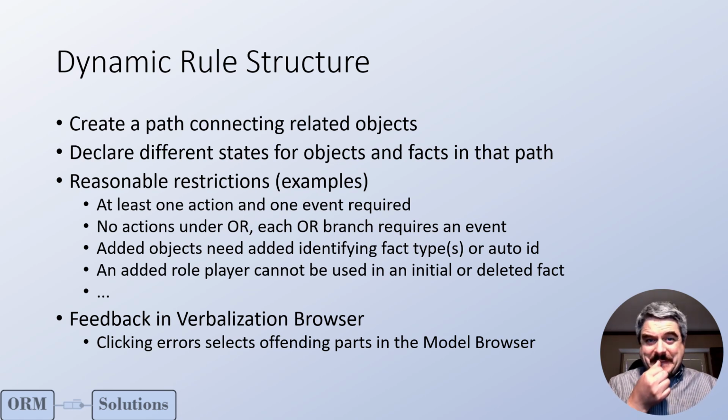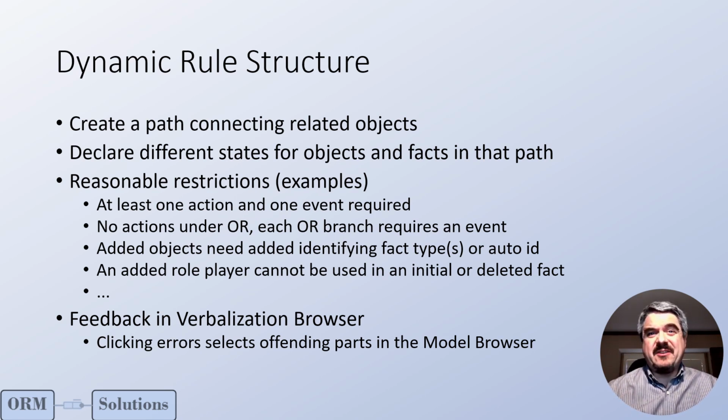And then based on some reasonable validation restrictions on that path, and on your different states, we can determine the rule for you. So there are a number of restrictions. I'm not going to list them all here, but for example, you need one action and one event, right? I don't care if it's added, deleted, what it is.